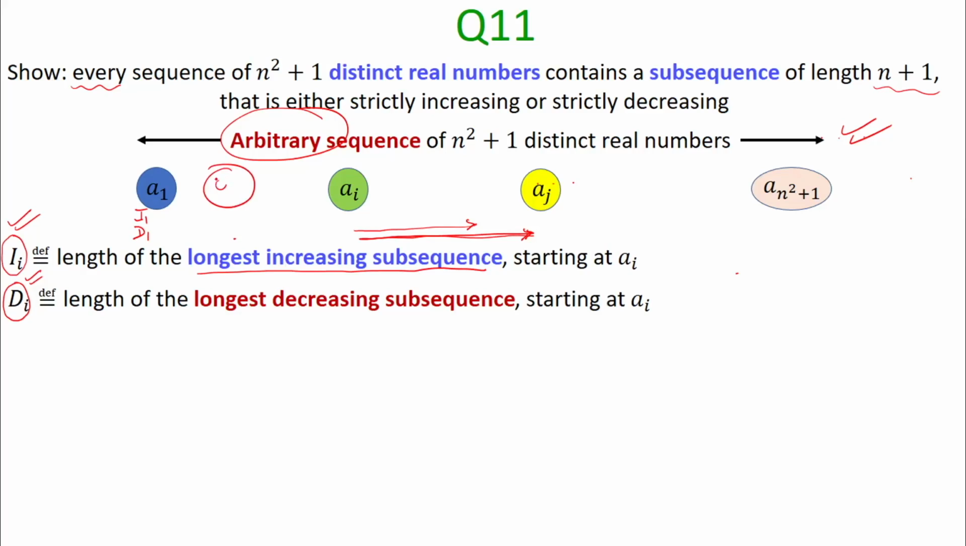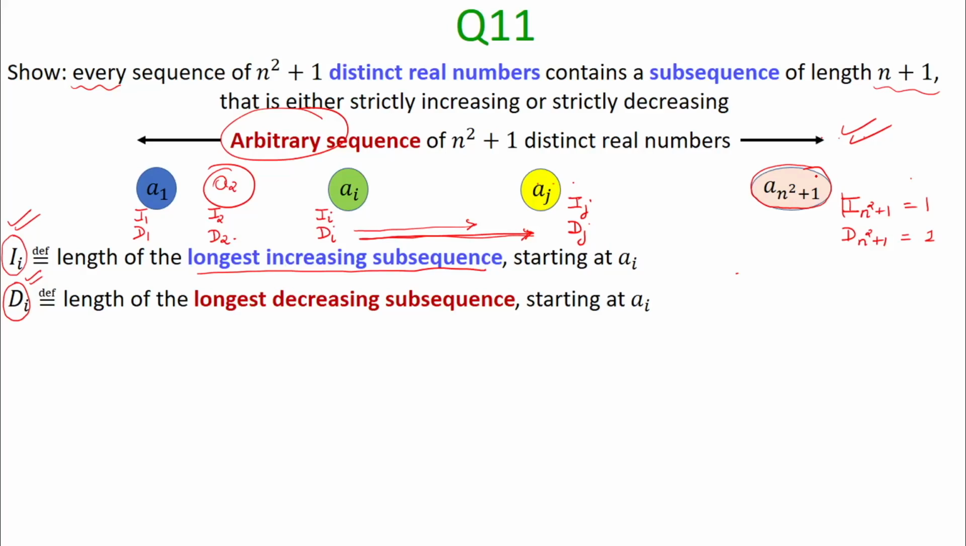With a_2, I would have associated the values I_2, D_2, and similarly with a_i the values I_i and D_i. With a_j, I would have associated the values I_j, D_j, and with a_{n^2+1}, I would have associated the values I_{n^2+1} and D_{n^2+1}. It's easy to see that I_{n^2+1} is 1 and D_{n^2+1} is 1, because I have only one subsequence starting at a_{n^2+1}, namely the value a_{n^2+1} itself.